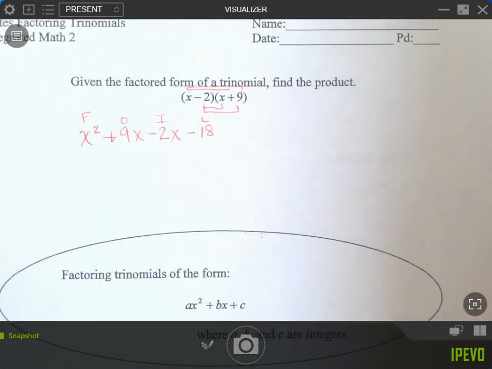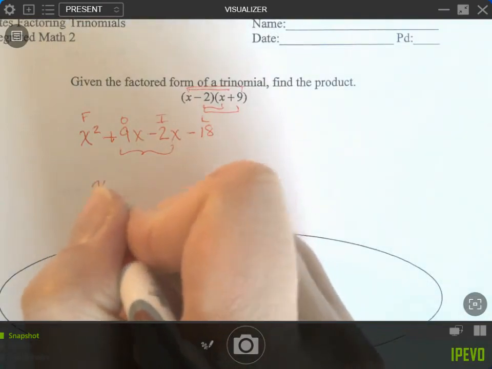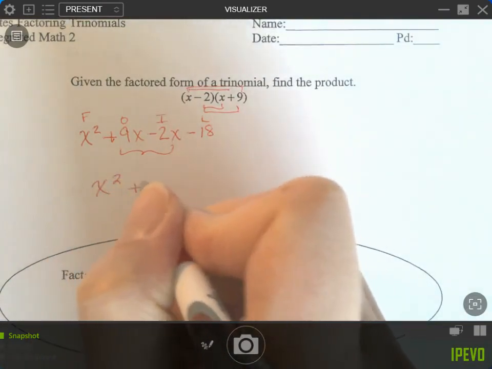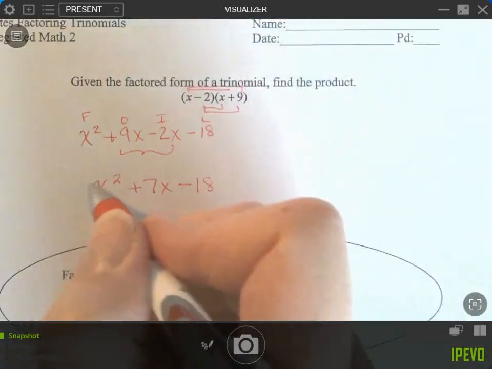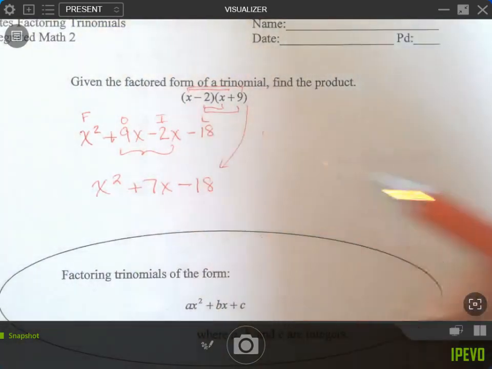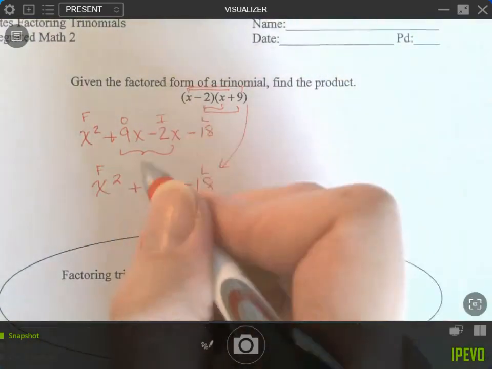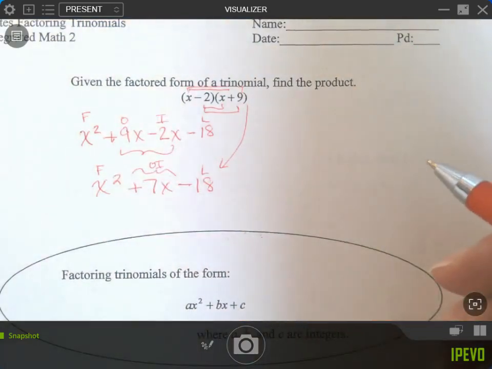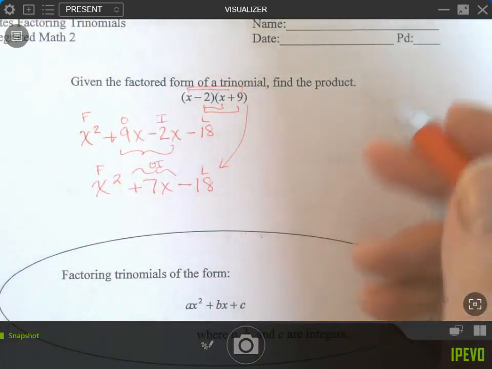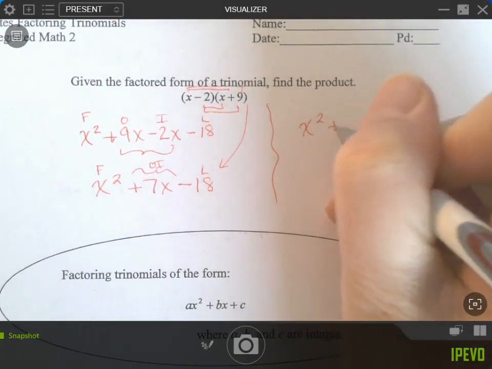Now, the next thing we always do is we add like terms. So I have my x squared, 9x plus negative 2x, which is 7x, minus 18. And so this would be equivalent. And this was my first, this was my last, but this 7x came from the outside and inside adding up. So why am I going over this? That way we know what we're doing. Well, let's see if we do know what we're doing.